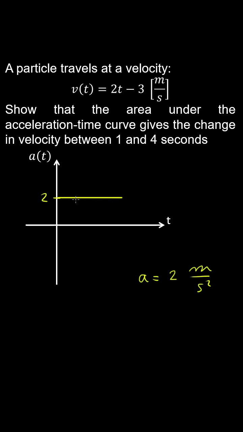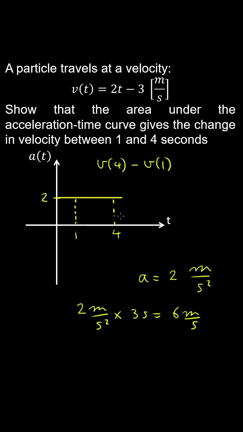So from 1 to 4 seconds, the area under the curve is 2 meters per second squared multiplied by 3 seconds, or 4 minus 1. So that gives 6 meters per second. And now if you evaluate the velocity at 4 seconds and subtract the velocity evaluated at 1 second, you should get the exact same result.